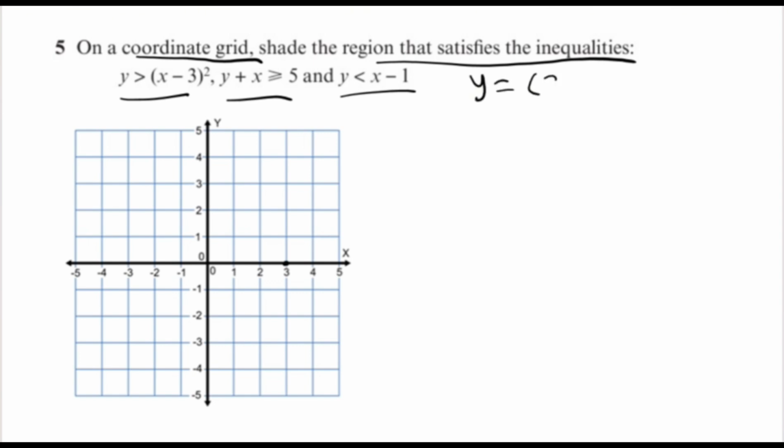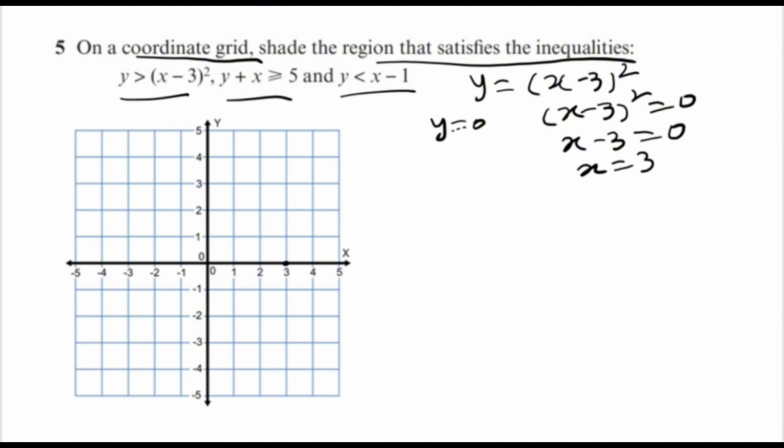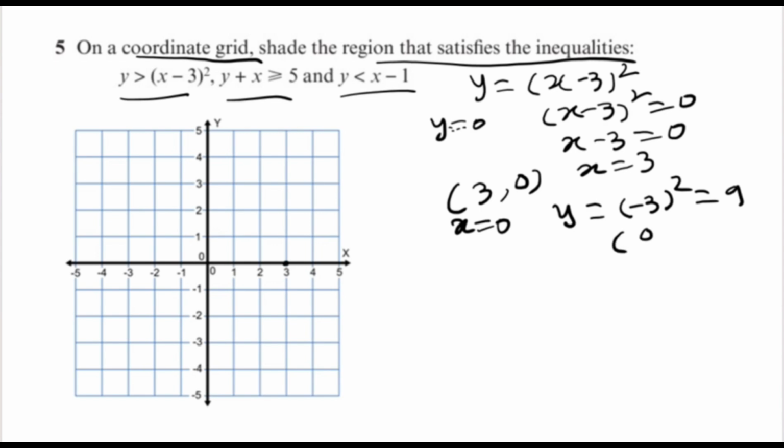So we are writing y is equal to (x minus 3) squared. We have to write equal to sign so we can solve it. To solve this, if I put y is equal to 0, then I can write (x minus 3) squared is equal to 0. So x minus 3 equal to 0, x is equal to 3. So that will give us coordinate (3, 0). If I put x is equal to 0 in this, we will get y is equal to (minus 3) squared, that will give us 9. So we will get (0, 9) as a coordinate. So this is the coordinate for the quadratic one, right?